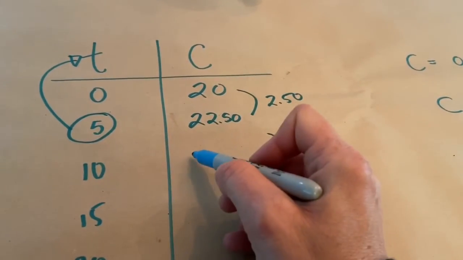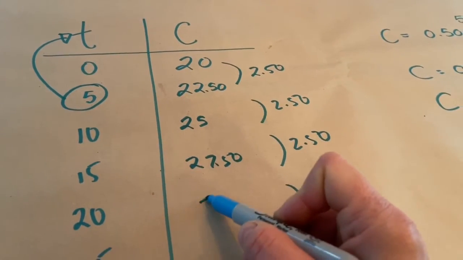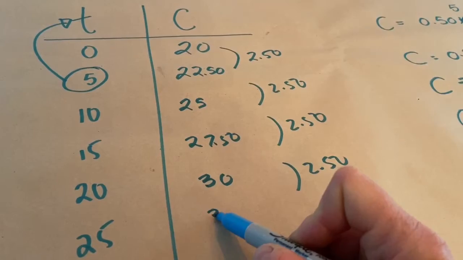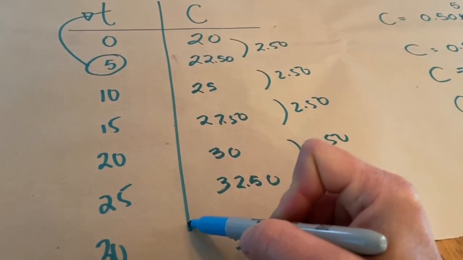So let's see, this should be $25. And then $27.50, and then $30, and then $32.50, and then $35. But let's just check with the equation.